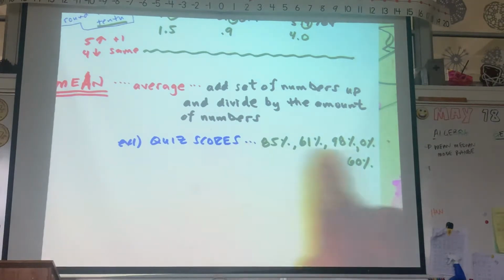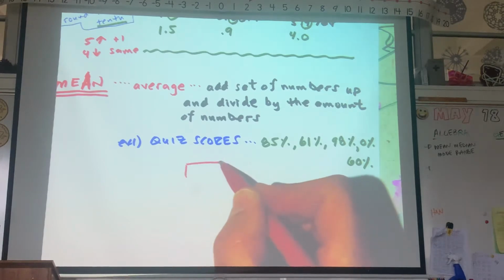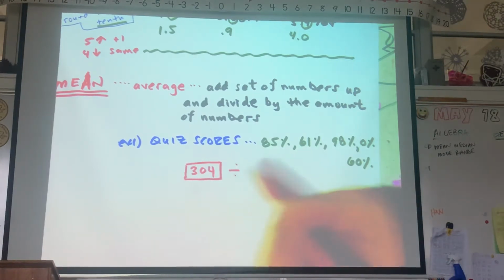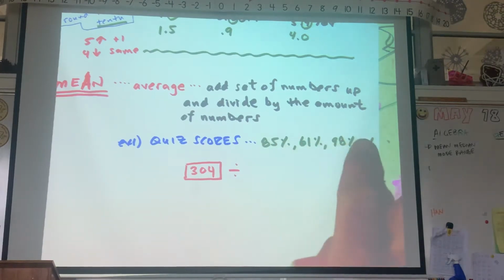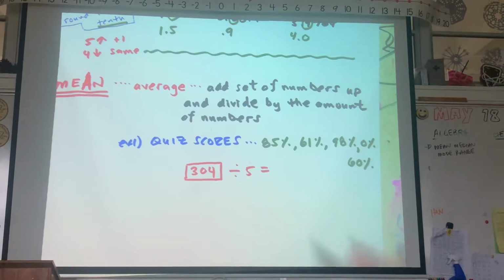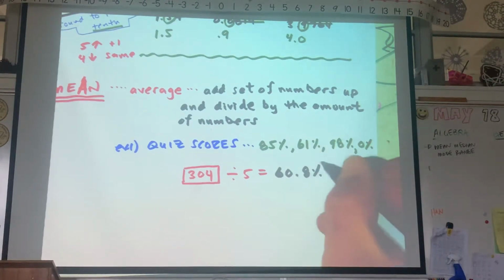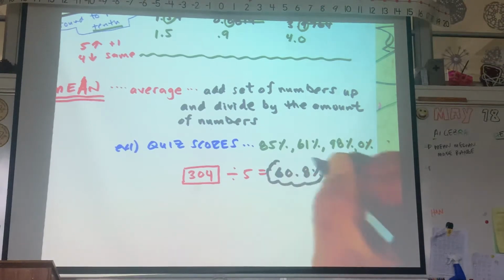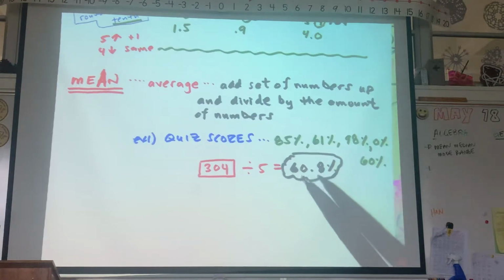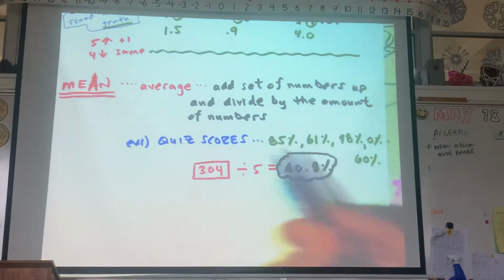We add this whole thing up on your calculators, you should get 304. And I'm going to divide that by 5. 304 divided by 5 is 60.8. And that is the average of those quiz scores. Add them all up, divide by the number.